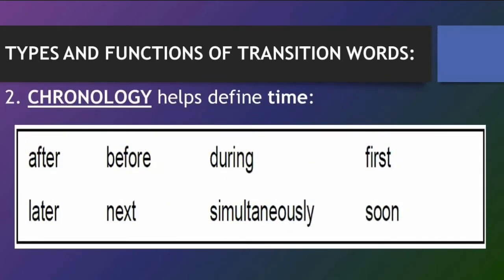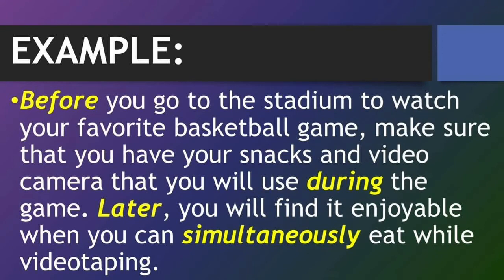Number 2, chronology. It helps define time, which means these are the words that show order of time. So these are the examples: after, later, before, next, during, simultaneously, first, and soon. So let's have the example. Before you go to the stadium to watch your favorite basketball game, make sure that you have your snacks and video camera that you will use during the game. Later, you will find it enjoyable when you can simultaneously eat while videotaping. So we have the transition words before, during, later, simultaneously, which show the definition of time or the order of the events.